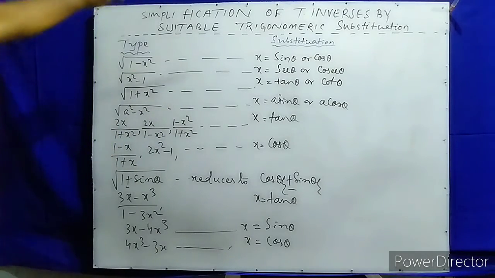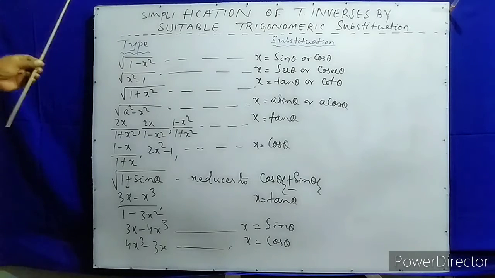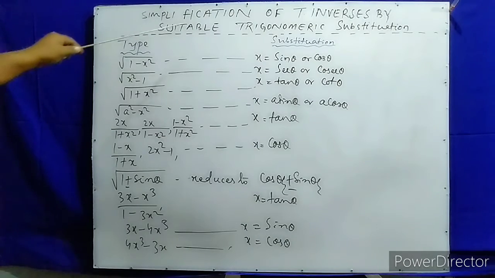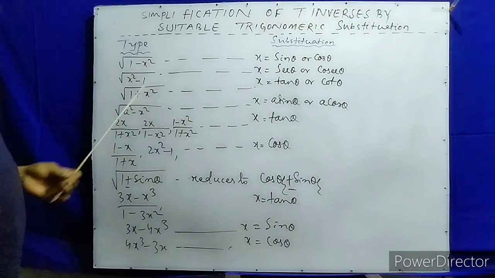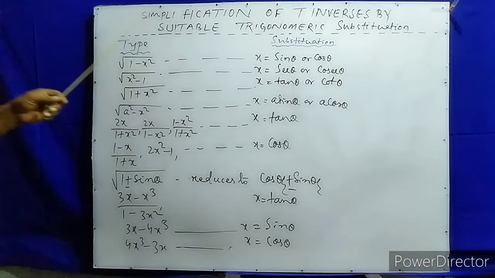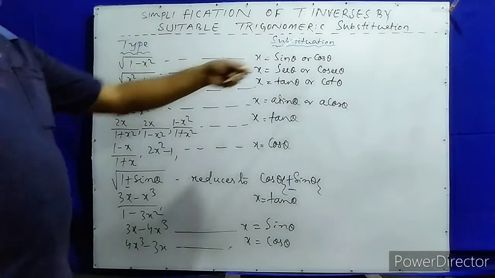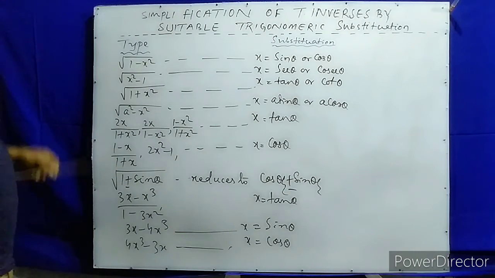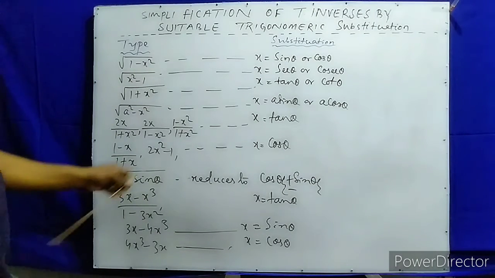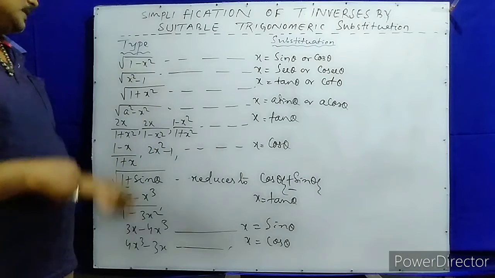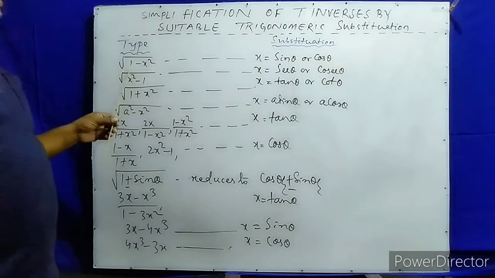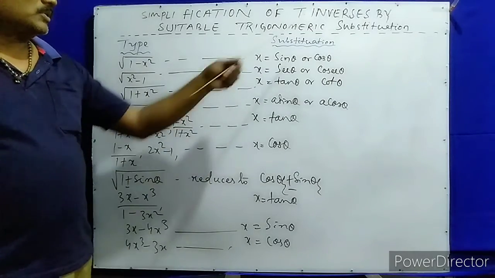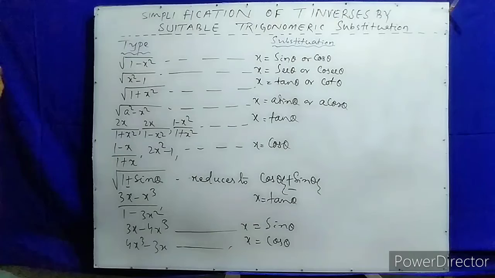Here are the trigonometry inverses. The simplification of the trigonometry inverses by the suitable trigonometric substitution. So, what is the meaning of trigonometry substitution? Suppose you have some function relating with x. These are functions of x. Instead of this x, you take some trigonometry value. So this is known as trigonometric substitution.